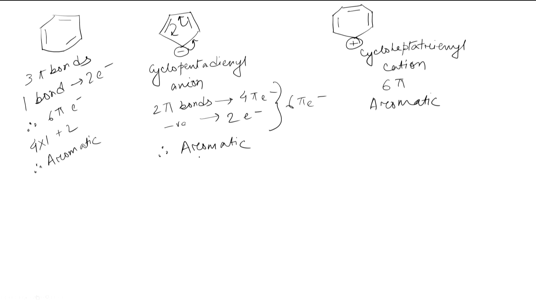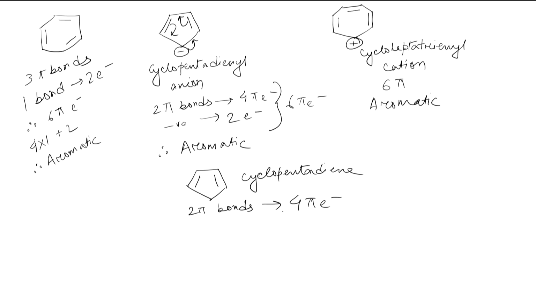Now, in this one, if we remove the negative charge, it becomes this. This is cyclopentadiene. Okay. This was dienyl anion, this is diene. Now, this has no negative charge. So, there are only 2 pi bonds which makes 4 pi electrons. Now, this is 4n pi, right? That is 4 into 1. So, now this is anti-aromatic. Okay. But remember that first of all, we have to ensure that all these molecules are cyclic and planar.